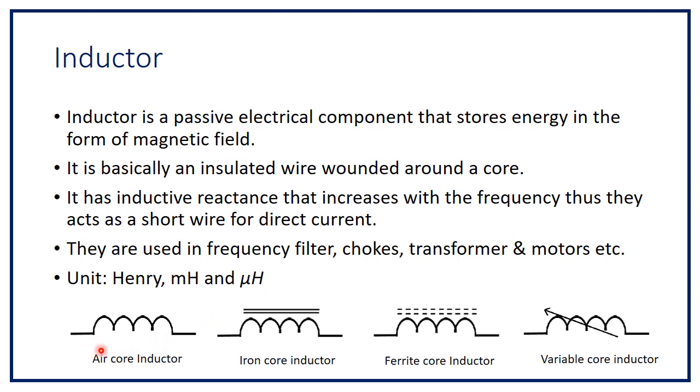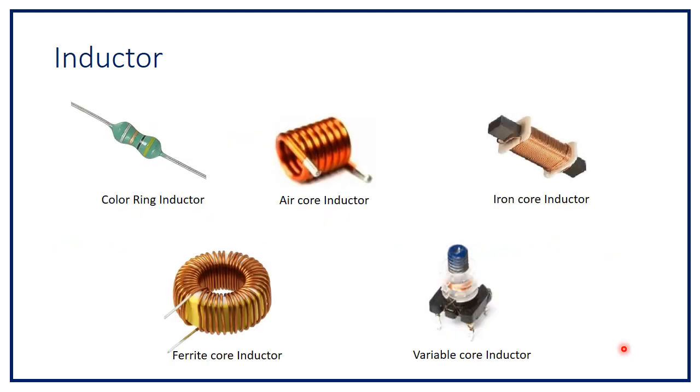See, this is the symbol of an air core inductor. In this case, air acts as a core. This is the symbol of an iron core inductor. This is the symbol of a ferrite core inductor, and this is the symbol of a variable core inductor. See, this is one example of a color ring inductor. This color band decides the value of the inductor.